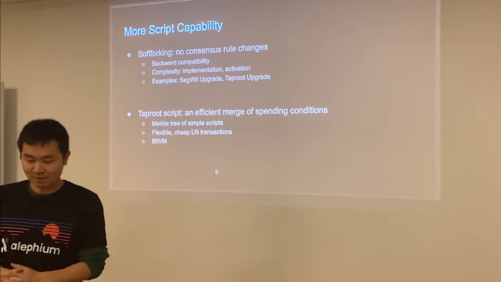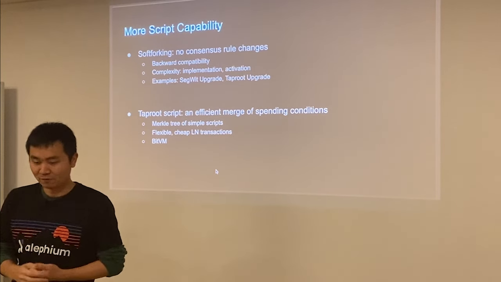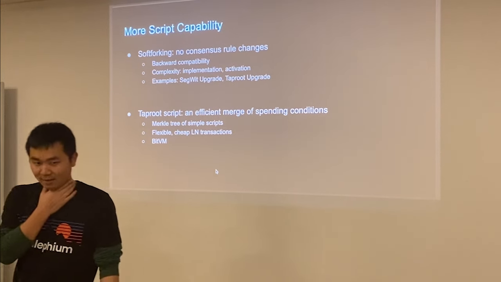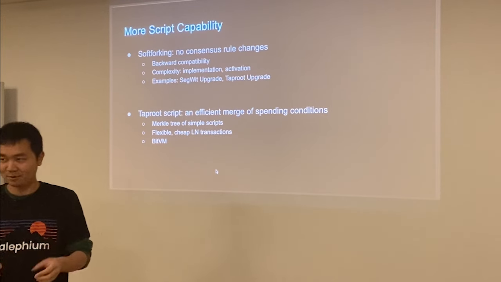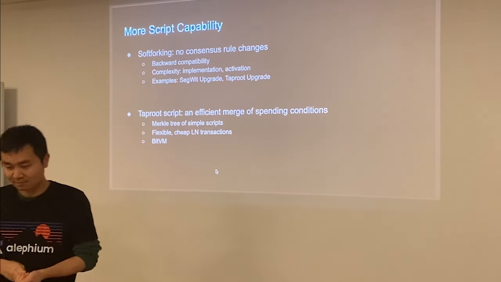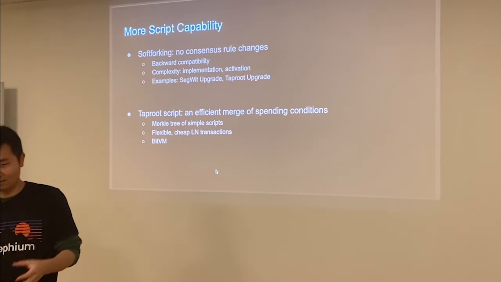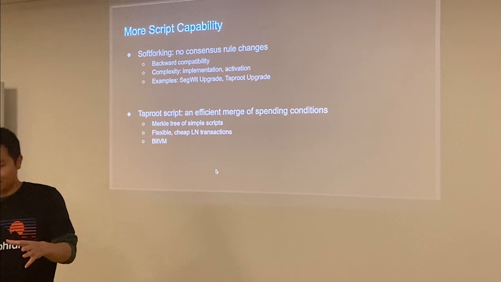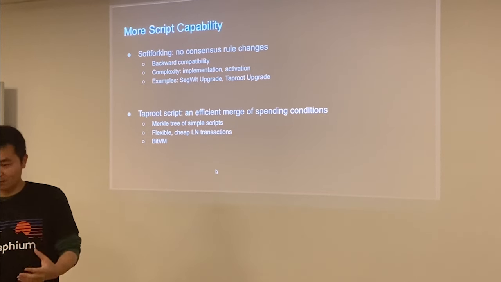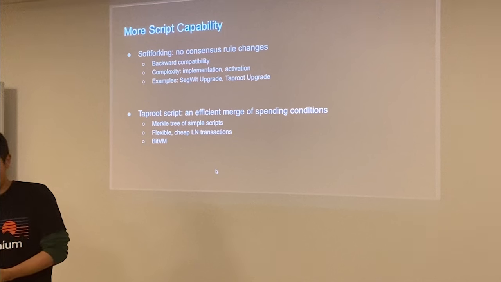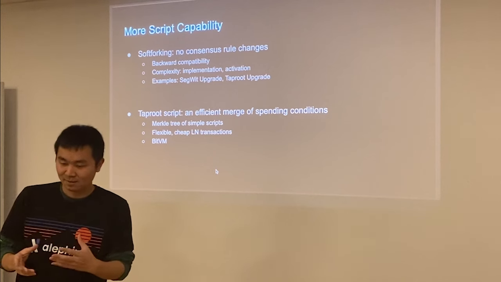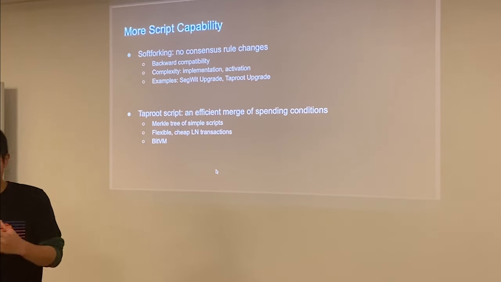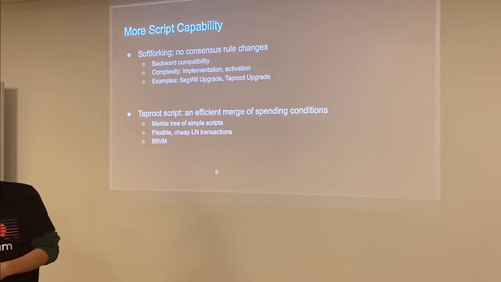So I will talk a little bit about soft forking, just in case you don't know it. Soft forking is a network upgrade technology that will keep backward compatibility with the existing network, but introduce some new changes without hurting the consensus rule, with some magic, and then try to get the support from the network. And once a certain number of miners agree with this new feature, the whole network can activate the new feature.